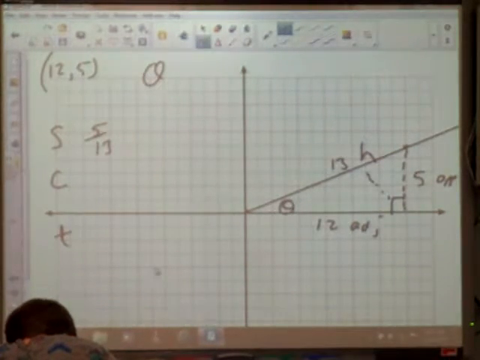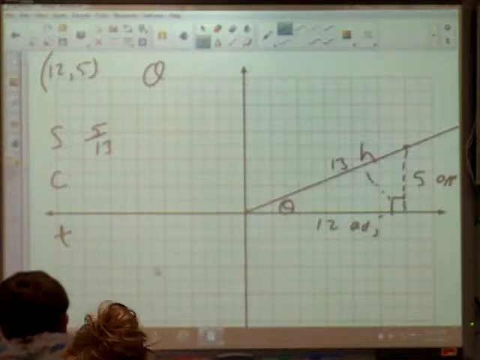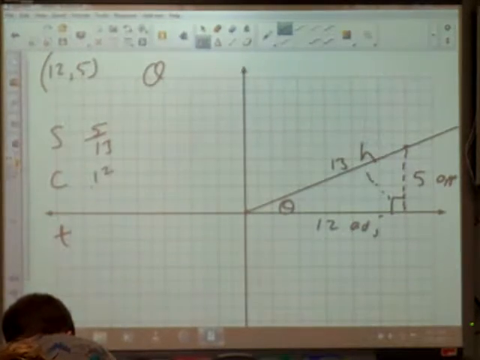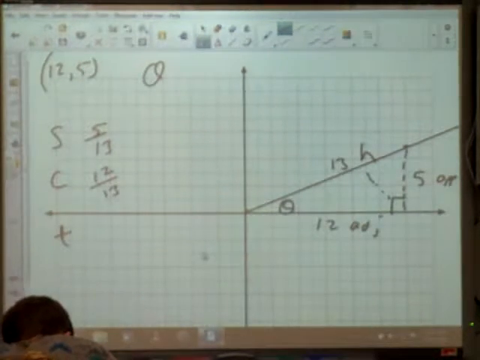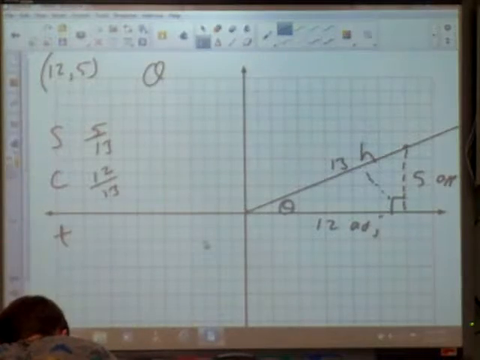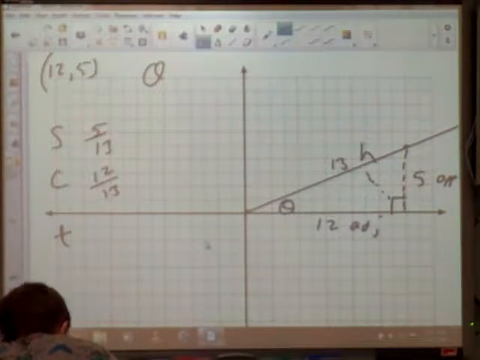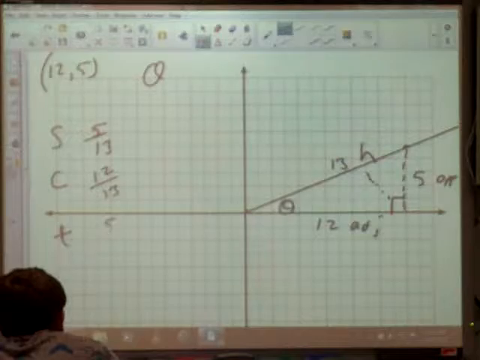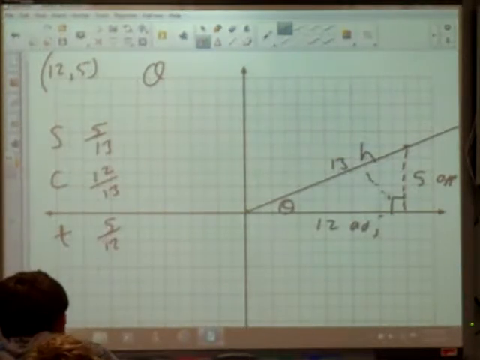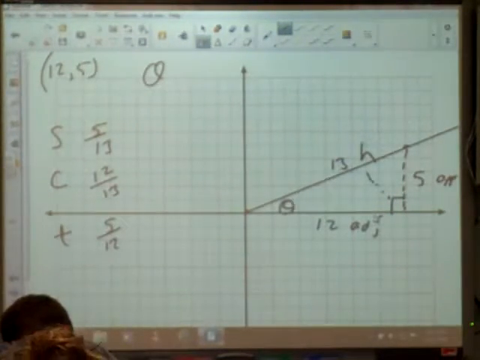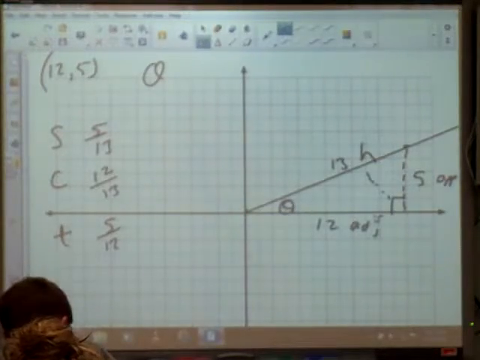Yep. Just leave it that way. Cosine is adjacent over hypotenuse. I'm just leaving these in a fraction, and if they'll reduce, I will, but so far nothing will reduce. Tangent is opposite over adjacent. That's why I like to label them all over here, so there's no guesswork in it. I'm just good to go.